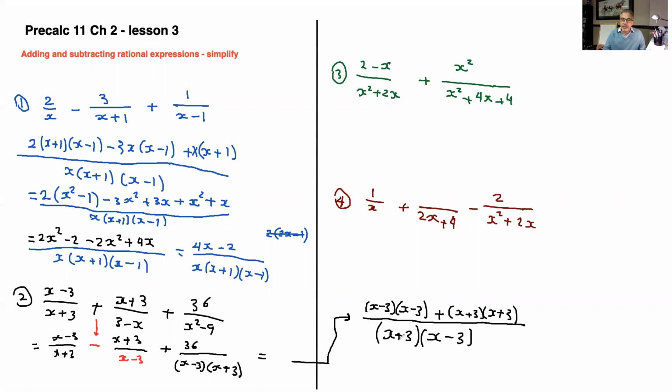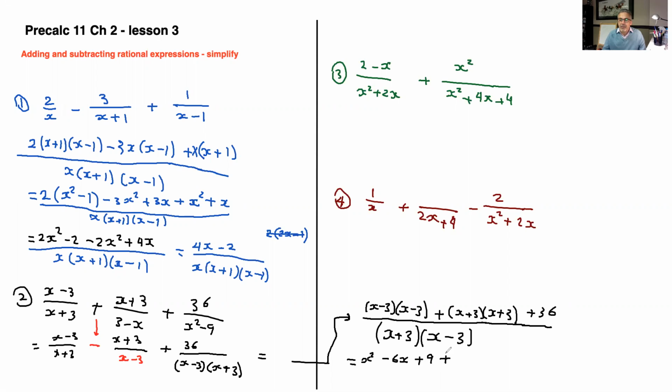And if I compare this to this, there's nothing missing, so just keep the 36. You don't multiply the 36 by anything. And now I'm going to start foiling. So the top will give me x squared minus 3x, and then minus 3x again is going to be minus 6x. Negative 3 times negative 3 is plus 9. Take your time if you want to foil it and go through the whole process.